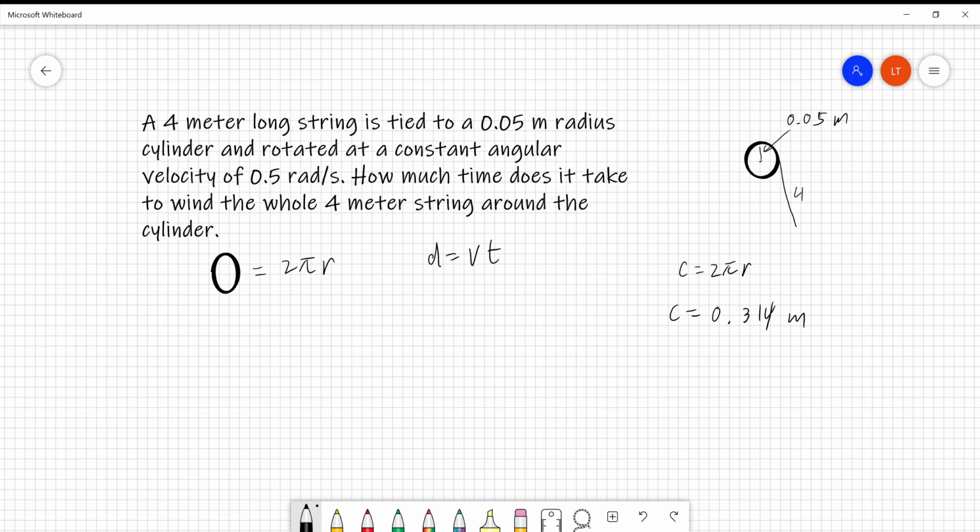Our velocity, we need to convert the angular velocity into somewhat of a tangential velocity, if you will. It's to represent how much of the string is wrapping around the cylinder every second. So if it goes around at 0.5 radians per second, that is a certain amount of meters per second. So 0.5 radians divided by 2 pi.